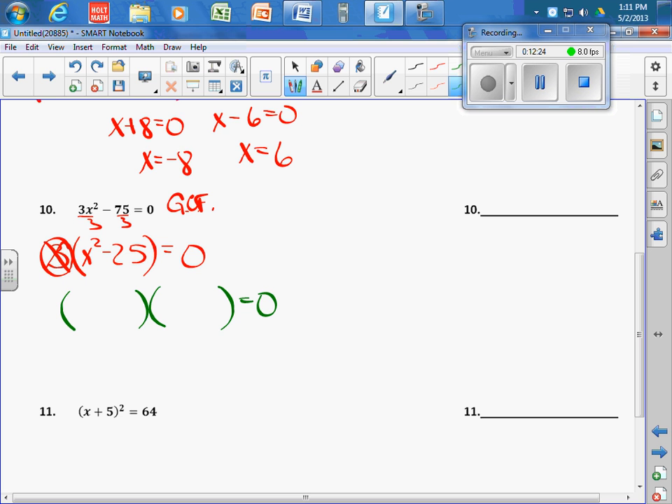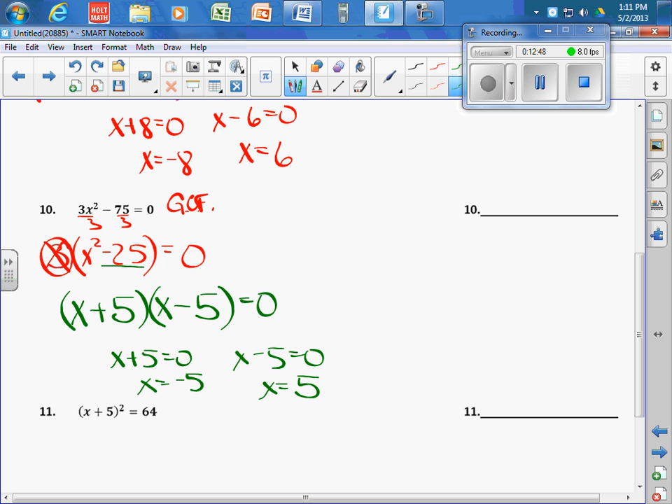Remember how to factor a difference of 2 squares? We know it's going to have to be x times x, right? I need factors of negative 25, which means one of them has to be plus and the other one has to be minus. And of course, we're going to use the square roots. So we have x plus 5 is equal to 0, which means x is equal to negative 5. We have x minus 5 is equal to 0, which means x is equal to positive 5. So you can write this as plus or minus 5. Or you could go ahead and do 5 comma negative 5. Either one's fine.